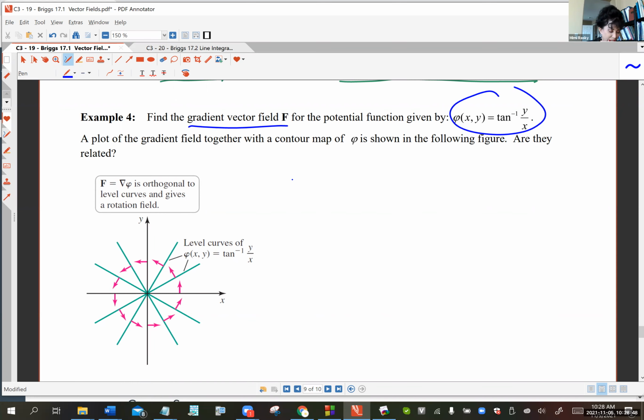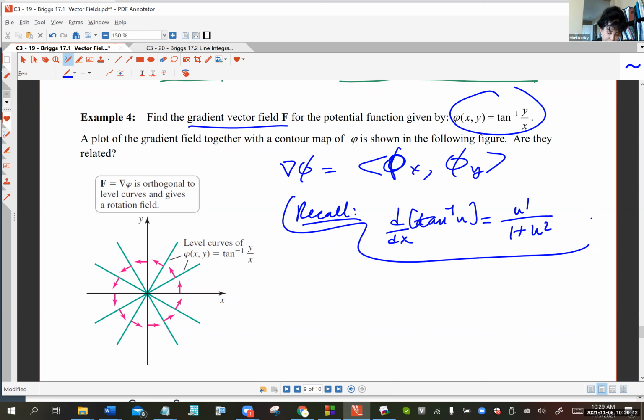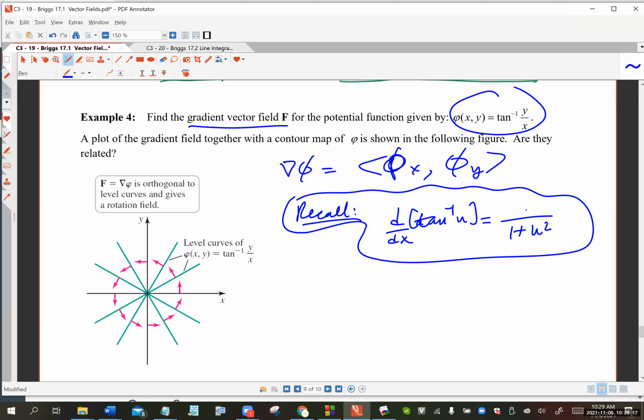So the question is, how do we get this gradient? I'll call it del phi, and I'm going to get my partial derivatives. How do you take the derivative of arctan? Does anybody remember from calculus 2? The derivative of arctan of u is u prime over 1 plus u squared. Does anybody remember this from calculus 2? So here the u is y over x.